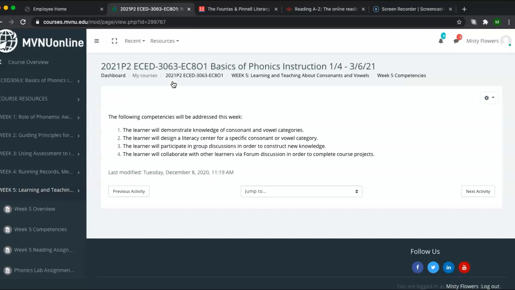This week, you're going to demonstrate knowledge of consonant and vowel categories. You're going to design a literacy center for a specific consonant or vowel category. You're going to participate in group discussions to create new knowledge.